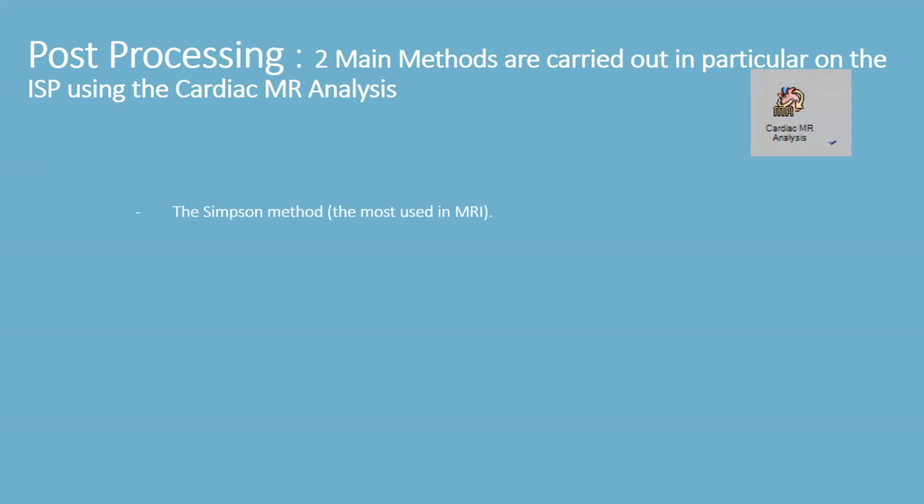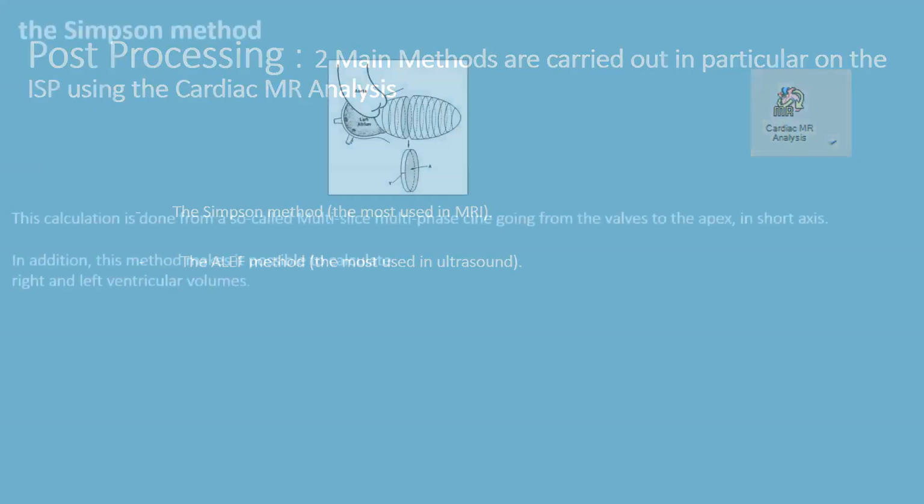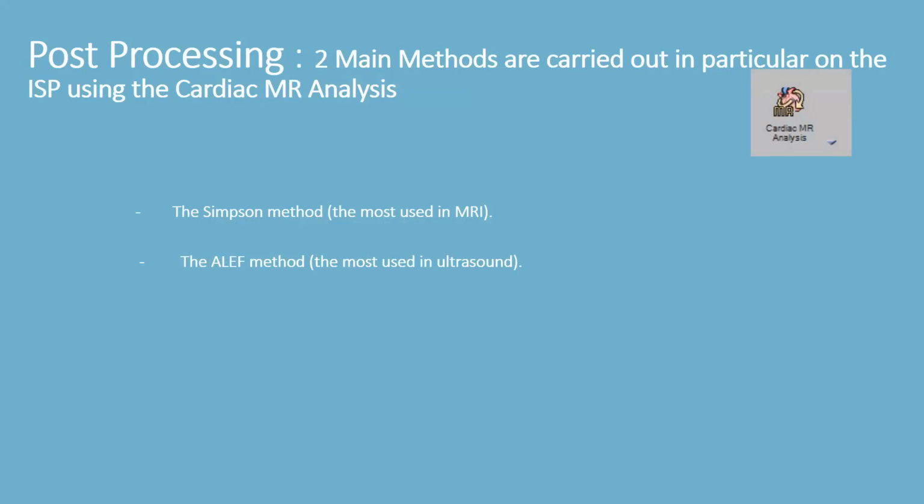The first method is the Simpson method. It's the widely used method in MRI. And the last one is the Area-Length method. It's used, for example, for ultrasound, but we will concentrate here on the Simpson method.